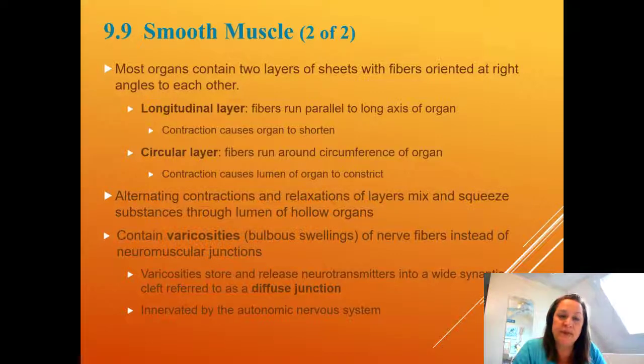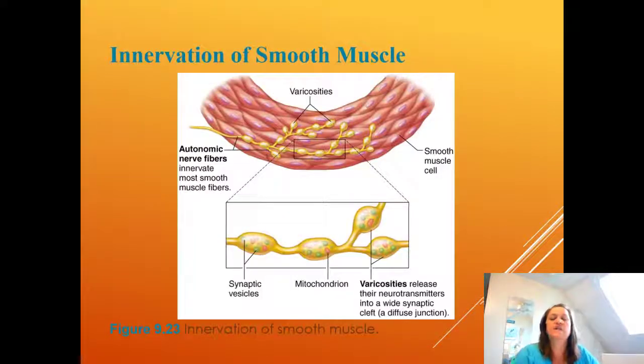They are going to have some connective tissue sheets around them. We have what are called varicosities instead of neuromuscular junctions. So we don't have that axon terminal, that whole thing. We have what's called a varicosity. Let's take a look at that.